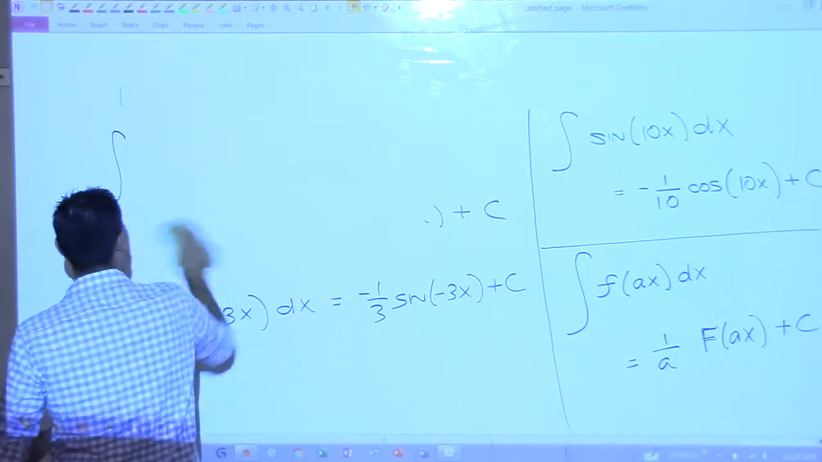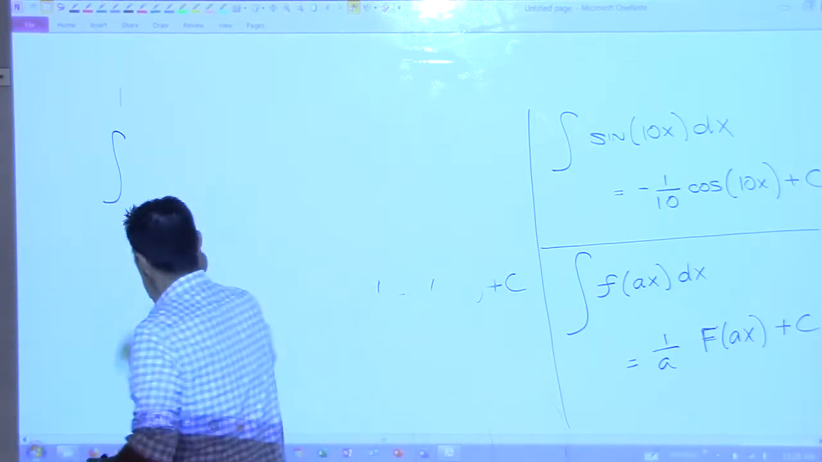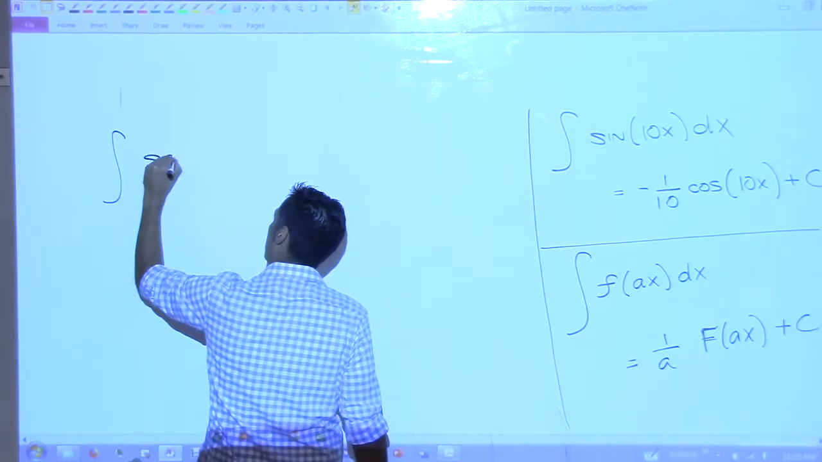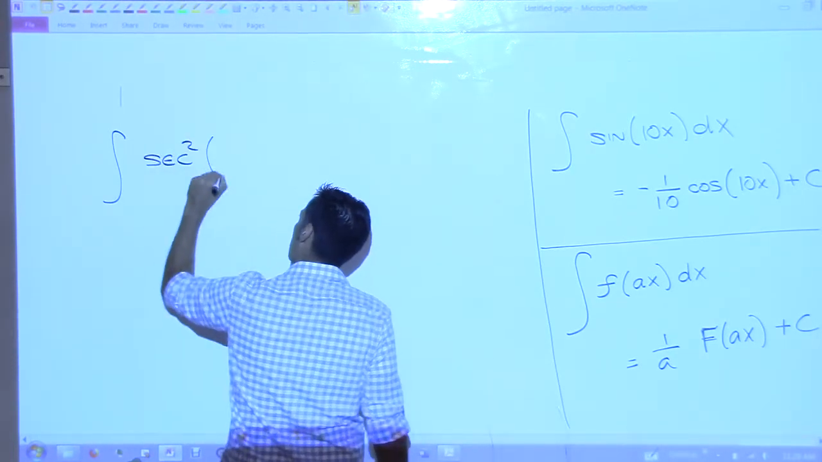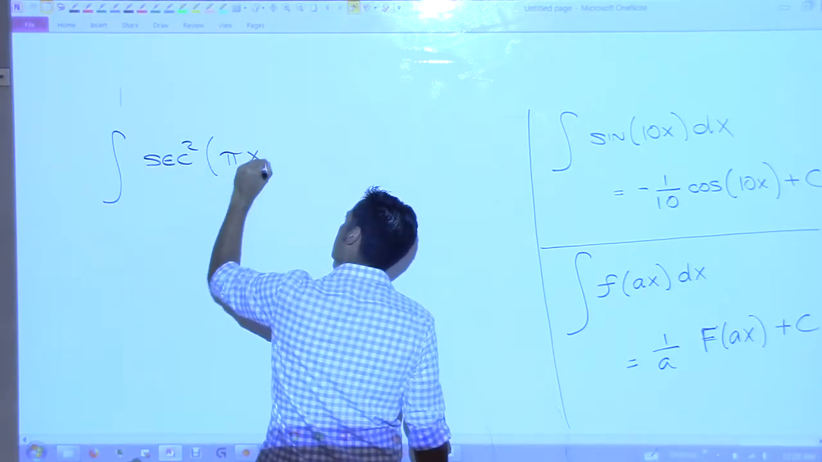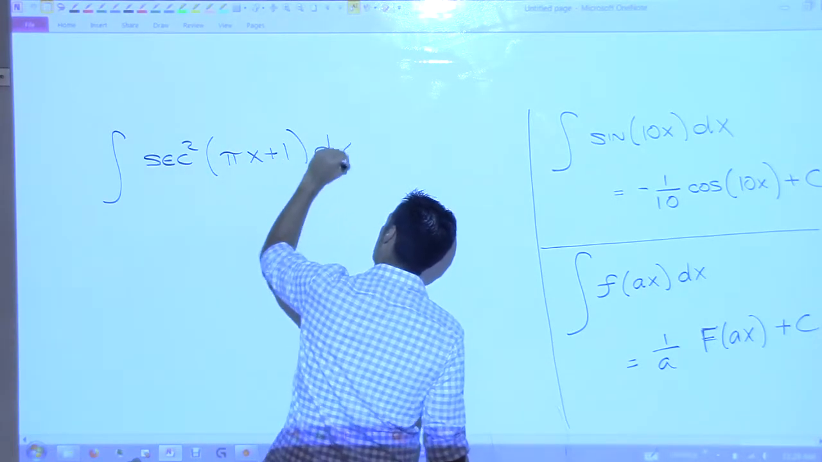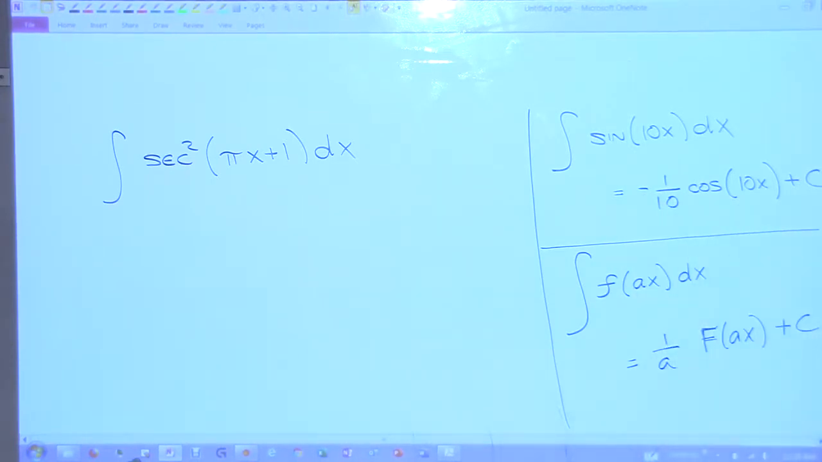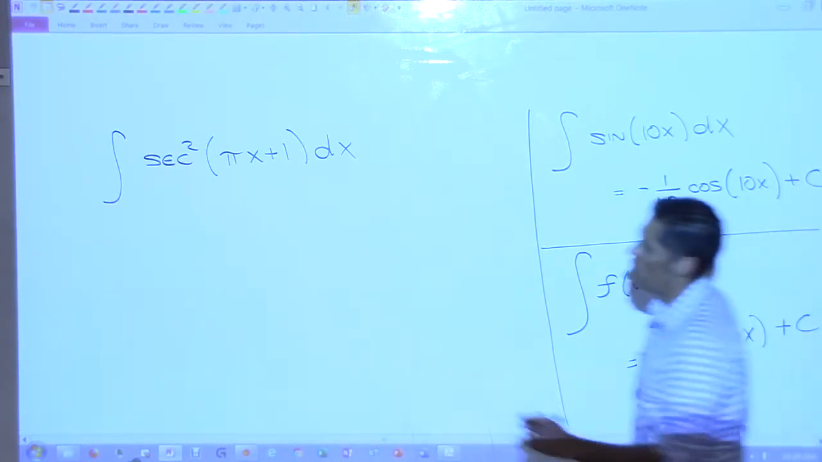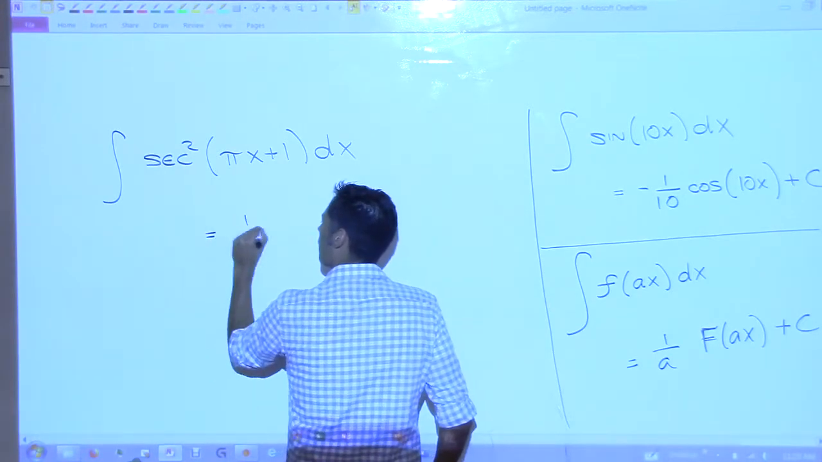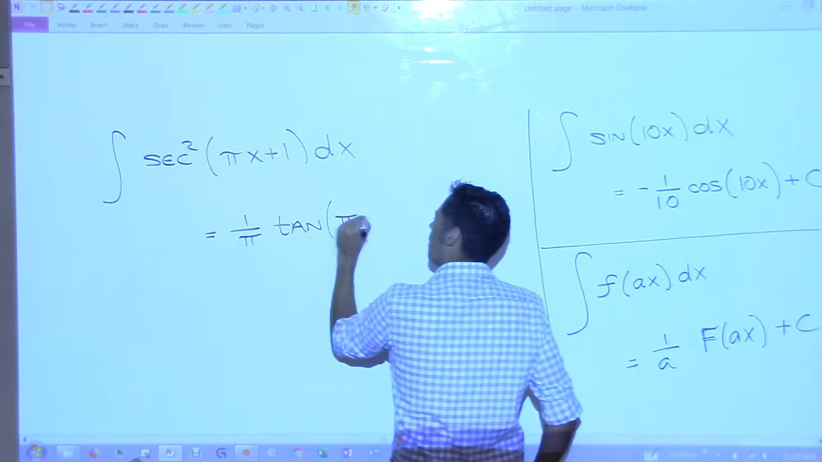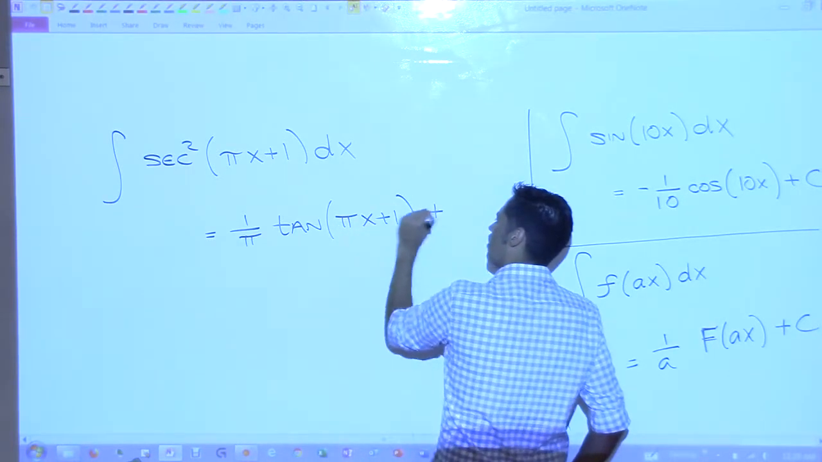What would this be? Secant squared of pi x plus 1 dx, antiderivative. 1/pi. So 1/pi tangent of pi x plus 1 plus c.